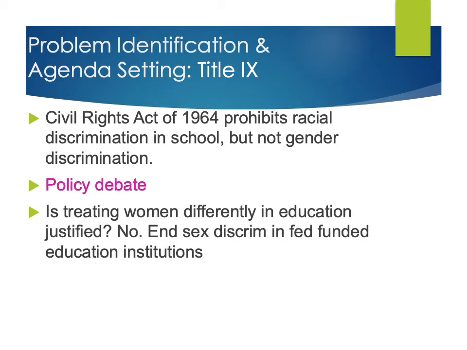So it was the Civil Rights Act that sort of spurs the problem identification and the policy debate. The debate is, wait a second, is treating women differently in education justified? The debate ensues, and the thinking is, no, it's not justified. We need to end sex discrimination in federally funded educational institutions.